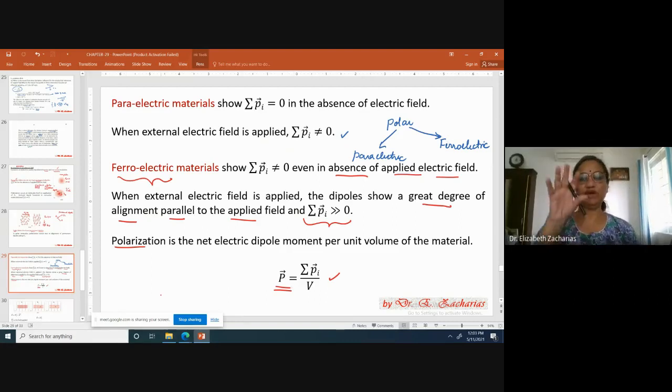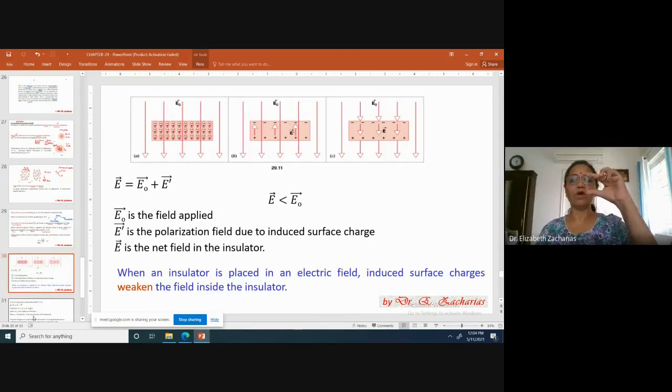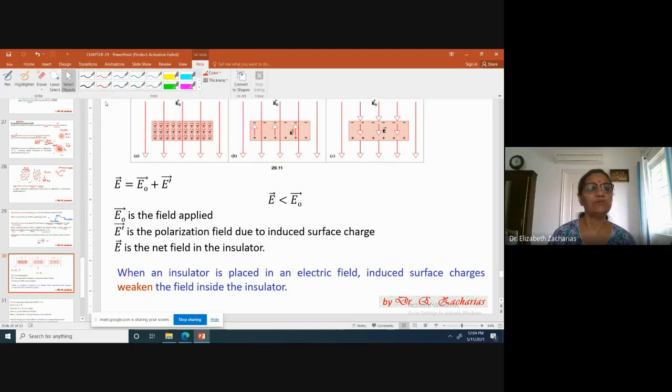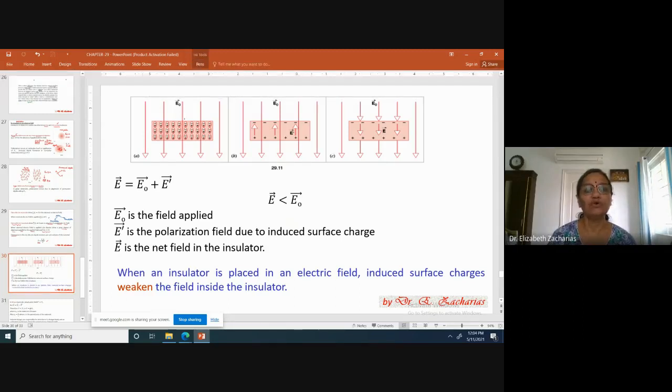Now that you have understood that there are polar dielectrics and non-polar dielectrics, and how they are different from each other, and that within polar you saw paraelectric and ferroelectric, all this you have seen. Now let us see what happens if you take a rectangular block of dielectric and put it in an electric field. Please understand properly. This is your first picture. You're going to take it and put it in an electric field.